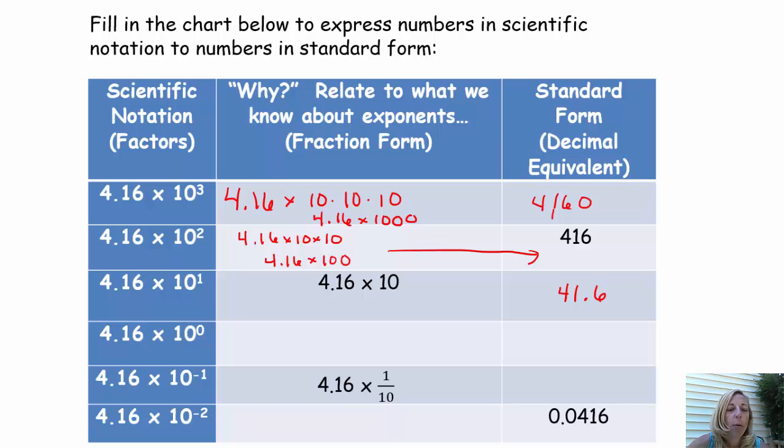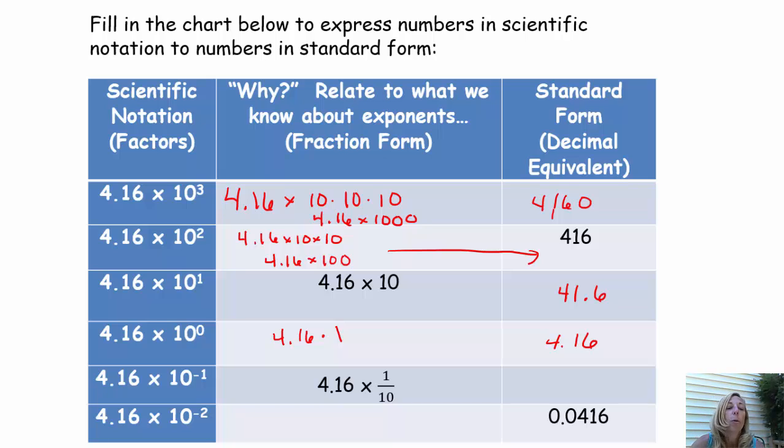If we write this one out, we should all know 10 to the 0 is 1 because anything raised to the 0 power is 1. So if we take 4.16 times 1, anything times 1 is itself. So we get 4.16. Okay, here come those negative exponents again.